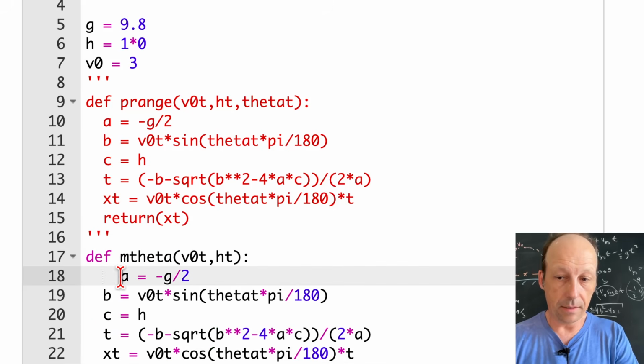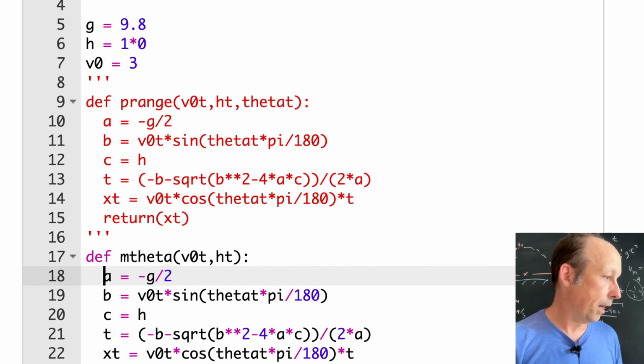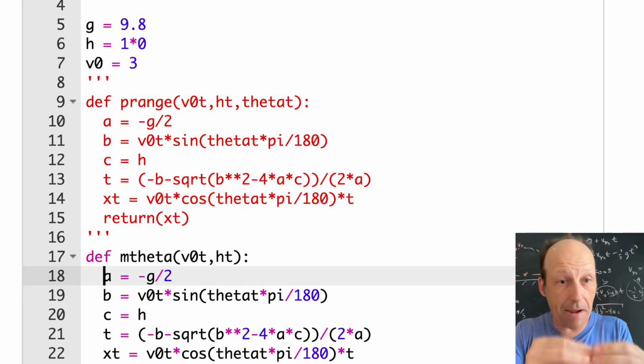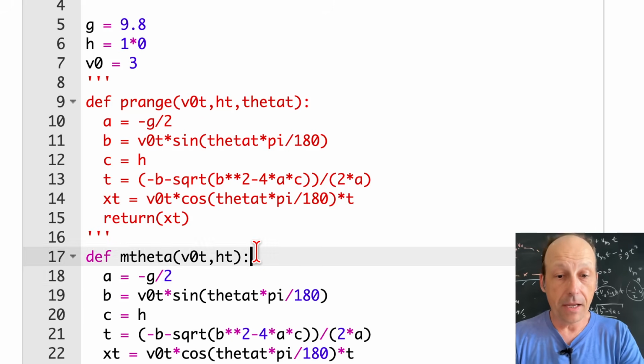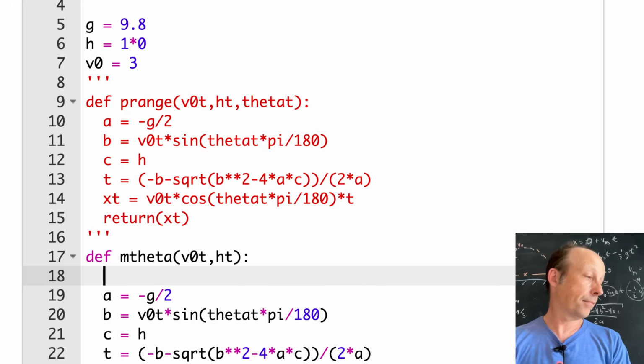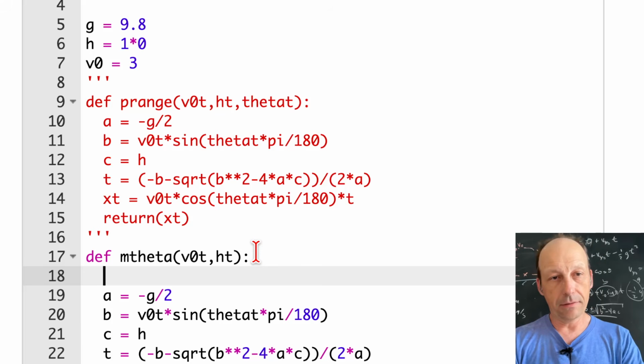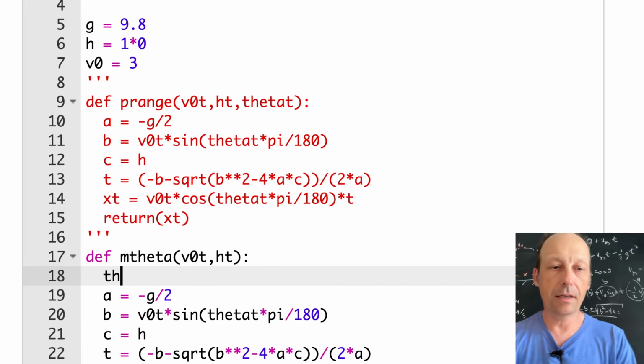And I need to dedent that. Now, what I also need to do is to do this max range. I need to do that a whole bunch of times to find the max range. So let's do this. I'm going to say m theta. Let's just say theta, right? It doesn't matter. Theta t. Theta t equals 0.